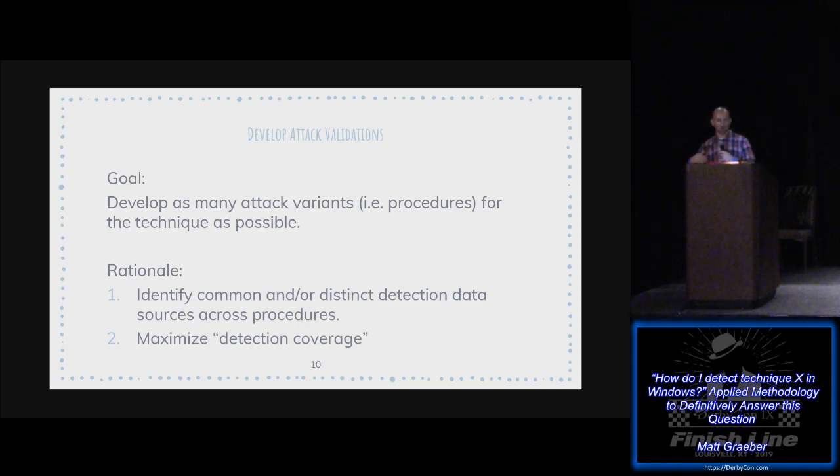All right. So we've dug in a little bit into the implementation. Now, through our various open source research, let's start developing some actual attack validations. Okay. And so the rationale to develop as many attack validations or proof of concept validations as possible is to identify common and or distinct detection data sources across procedures. In other words, I refer to this as detection coverage, right?